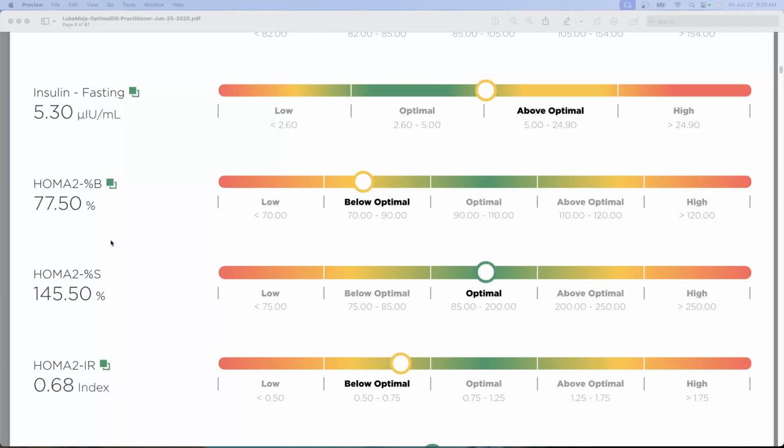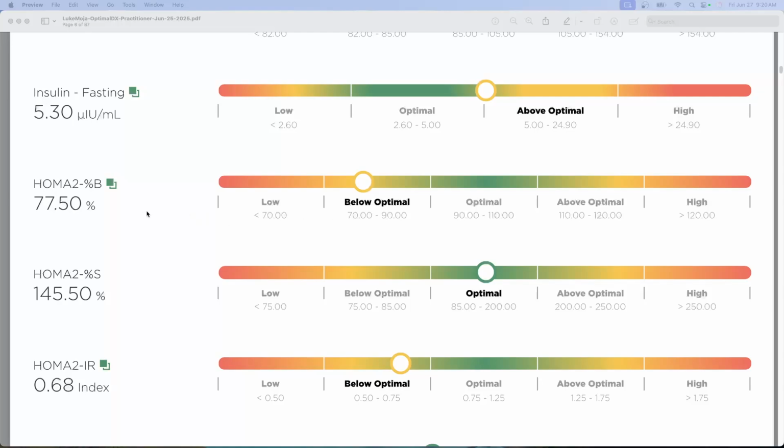Okay. So these are some more numbers that they run. These are typically not included in the standard labs. These are averages and estimations based on some of the other numbers, the glucose and hemoglobin A1C, that kind of thing. So this first one here is basically estimating beta cell function. We talked about the beta cells in the pancreas that produce insulin. And they're saying mine's a little below optimal there, not low, but below optimal based on their range.